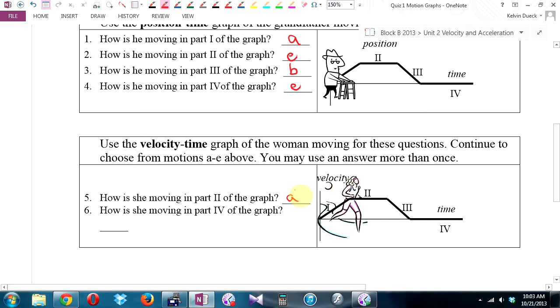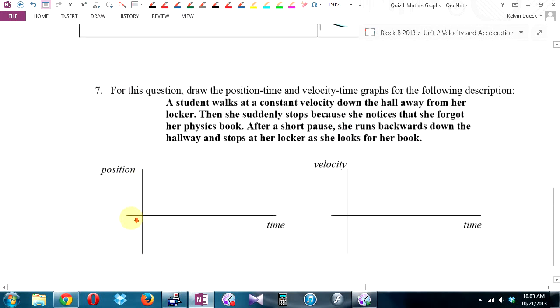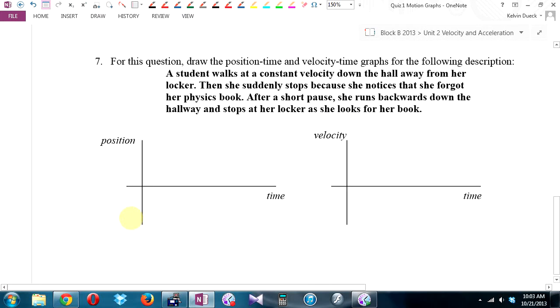How is she moving in part 4? I think standing still because the velocity is 0, because height is the velocity. Number 7 says, for this question, draw the position time and velocity time graphs for the following description. A student walks at a constant velocity down the hall away from her locker. Then she suddenly stops because she notices that she forgot her physics book. After a short pause, she runs back.